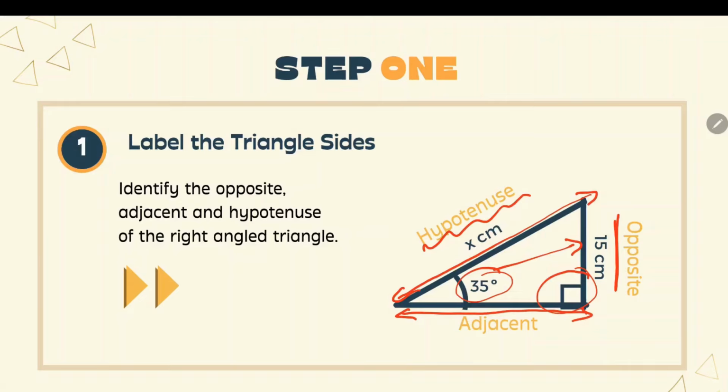Remember, in a given right-angled triangle, the sides are labeled based on their relationship to a specific angle other than the 90-degree angle, which is the square that determines what the triangle is. Therefore, this one here is often not included when solving right-angled triangle questions, especially in trigonometry. For this example, we are just focusing on 15 centimeters, 35 degrees, and the side that you're solving for.